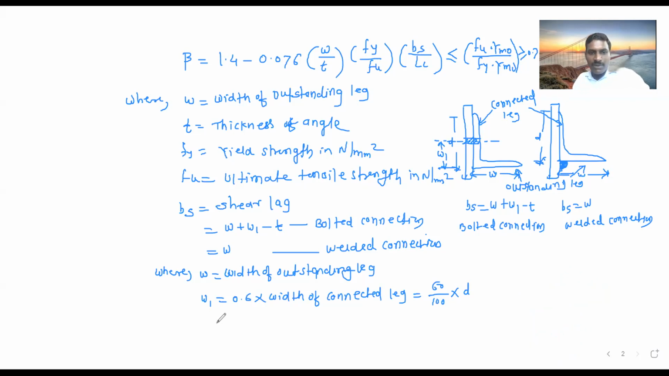So then, we are talking about this W. So W1 is nothing but 60% of the length of the connected leg. So 0.6 into the width of the connected leg. 60% of the connected leg means 60 divided by 100, 0.6 into the width of the connected leg. So this is the W1, and T is again the thickness of the angle. So got it, how to calculate shear lag? Got it everyone? Yes, sir.